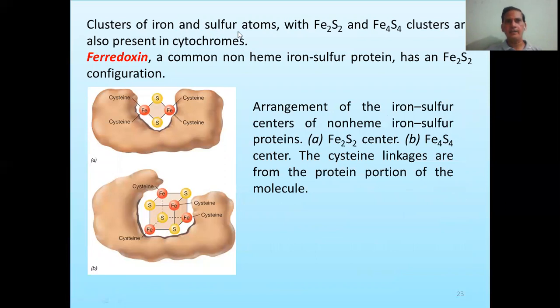The clusters of iron and sulfur atoms, with Fe2S2 and Fe4S4 clusters, are present in the cytochromes. So it is quite possible that iron is present either as divalent or as quadrivalent iron. One of the common ones is ferredoxin. This is a common heme iron sulfur protein. It has Fe2S2, so two atoms of iron with two atoms of sulfur. This is a typical arrangement where two iron atoms attach to the sulfur and are embedded inside the protein. We can see that iron is bound to two cysteines here and two cysteines here. It is a cuboidal kind of arrangement, and the cysteine linkages are again attached to the iron atoms.